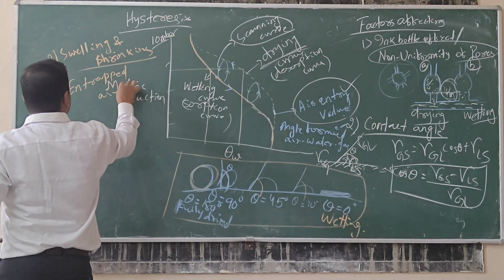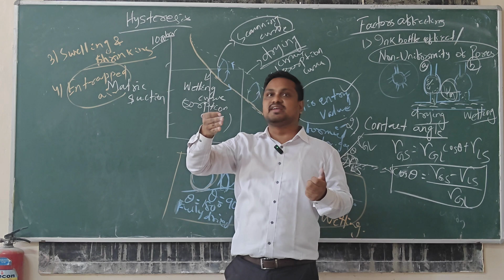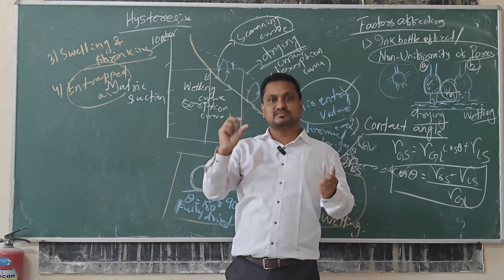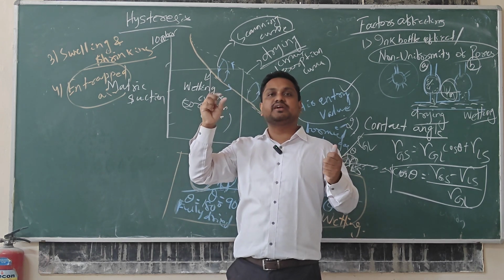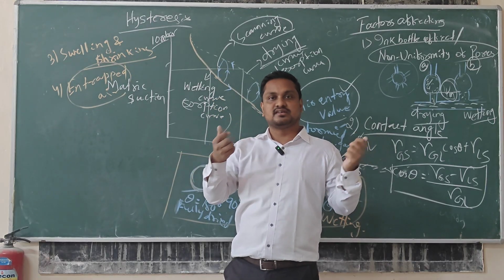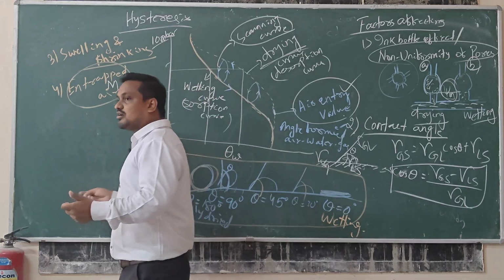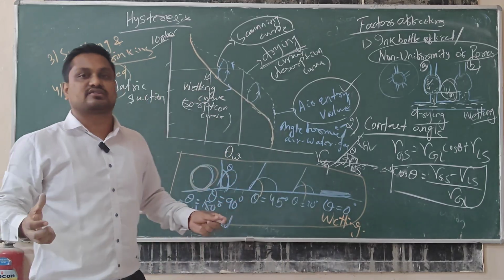And another one is entrapped air. Entrapped air is as I explained. If dry soil is there and you are wetting it, all the pores containing air will not be emptied. So some entrapped air will remain inside them. That will cause hysteresis. Always remember the drying curve has more volumetric water content.